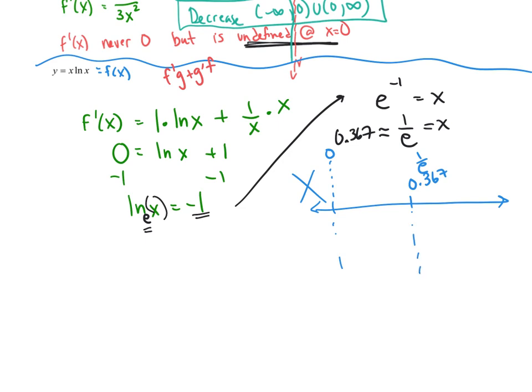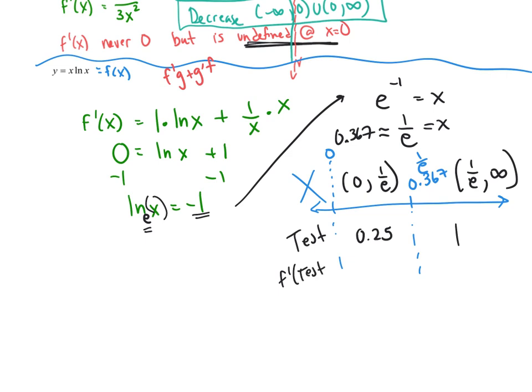So I'm going to pick some test points for this. So my regions of increase and decrease are going to be 0 to 1 over e, and then 1 over e to infinity. And they both can be increasing, they both can be decreasing, or more likely one of each. So I'm going to do a test point. Maybe I'll do 0.25. And then I will do, I don't know, we'll do 1.